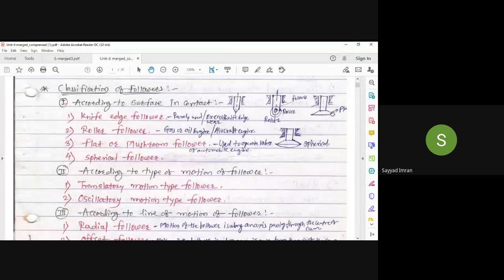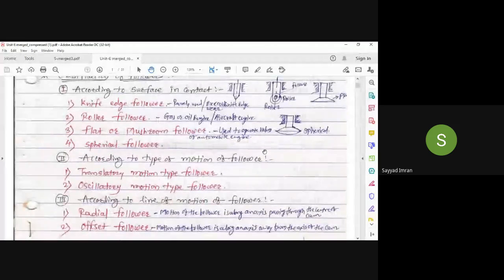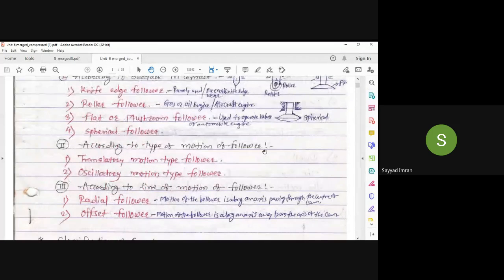Third one is the flat or mushroom follower. You can see here flat, also known as mushroom follower. This type of follower with the cam is used to open valves in an automobile engine. And the last one is the spherical follower, whose shape is just like a sphere. Next criterion is according to type of motion of the follower: translatory motion type follower and oscillatory motion type follower. In an oral, the question definitely asks, tell me the classification of follower, tell me the classification of cam. So in that case, you will be able to answer.